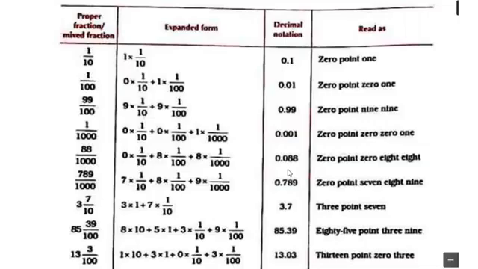Right? Now, the next one is 88 upon 100. Sorry, 1000. 88 upon 1000. We will read this as 0.088. Right? Is it clear? Now, next is 789 upon 1000. Now, children, here, how many zeros are there in the denominator? 3. Right? So, it is 0.789. Clear?